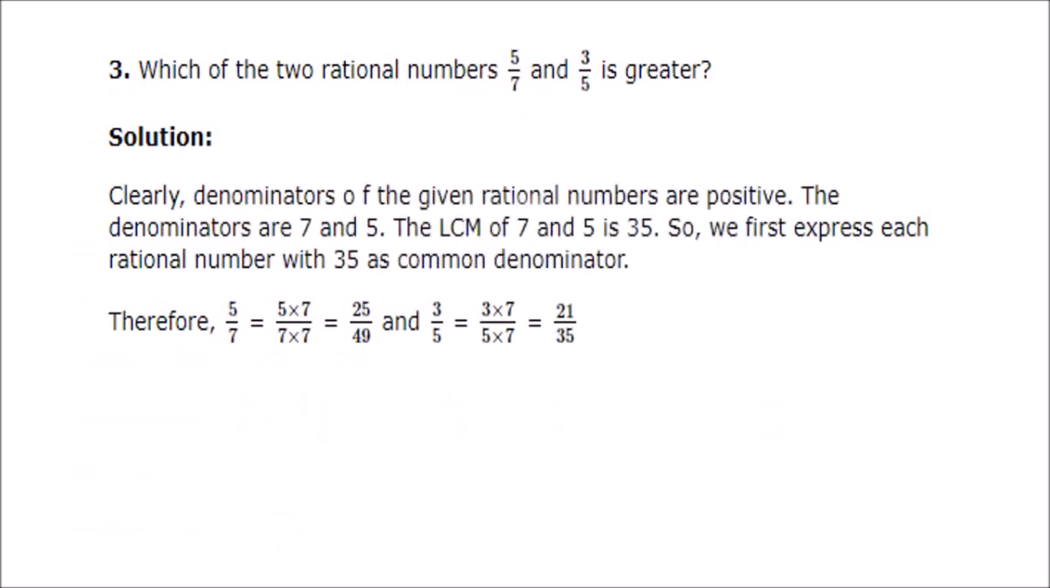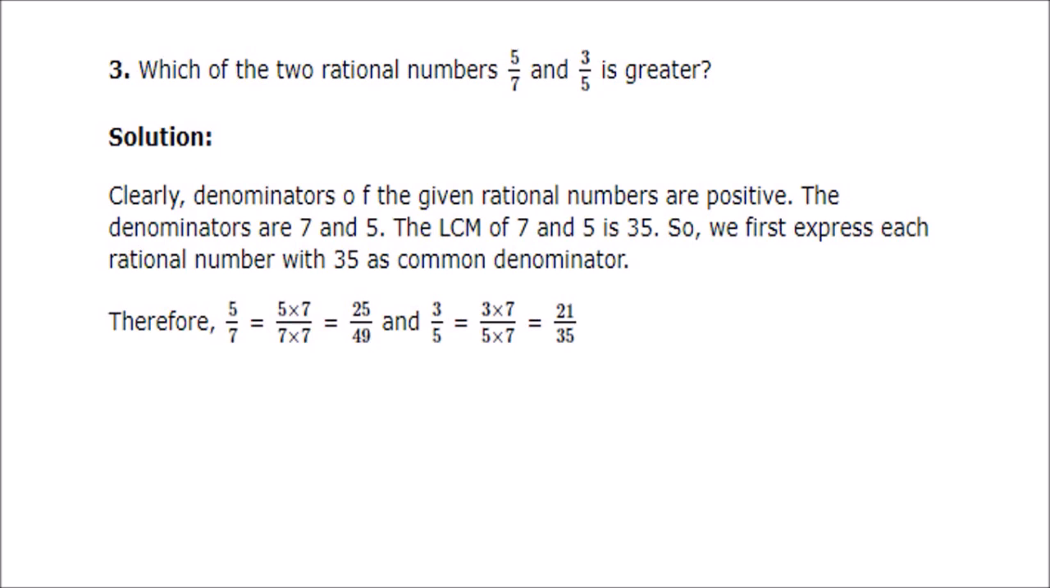Now we have another example. Which of the two rational numbers 5 upon 7 and 3 upon 5 is greater? And here both the given rational numbers are positive. Therefore, we will start with the denominators. We have 7 and 5. Now the LCM of the denominators 7 and 5 is 35. So we will first express each of the rational numbers with 35 as the common denominator.